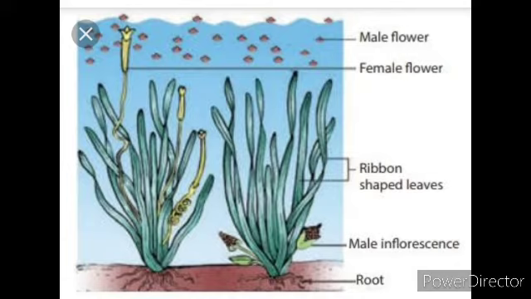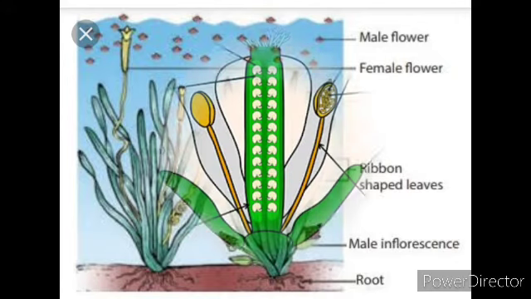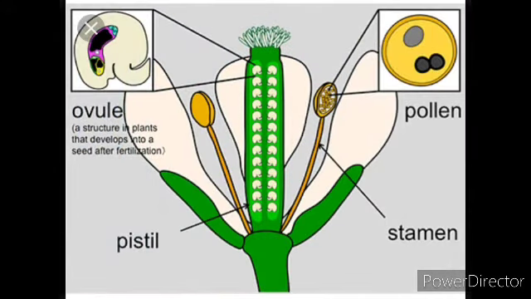Characteristics of water pollinated flowers. The flower should be small and light so that it can easily float on water. Male and female parts are borne on separate plants, and pollen grains must be produced in a large quantity. Another important topic is fertilization.